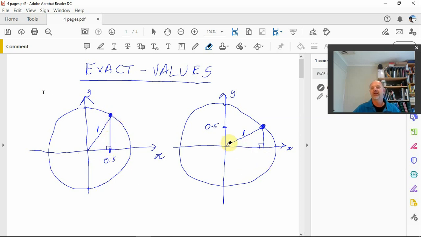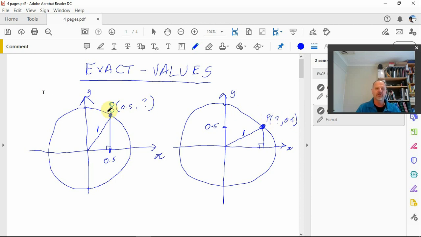And the other one I've drawn purposely again so that up here the y value of that point is 0.5. So I could actually put in, for this point P, it's 0.5 and something. And this point over here, this point P here, is something and 0.5.